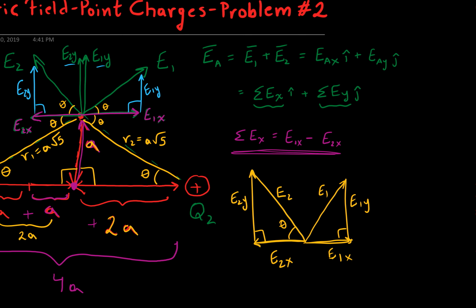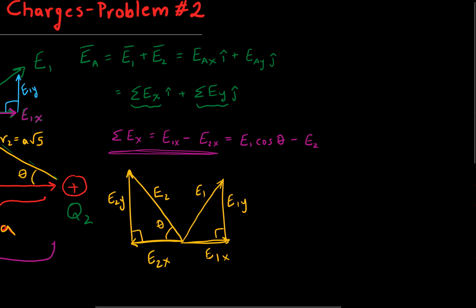Now, let's look at just those x components. As we said, they're in opposite directions, and there must be subtraction. And if we look at the triangles carefully, that is adjacent to the x component. So using our trigonometry, we see E1 times cosine of theta minus E2 times cosine of theta will equal the sum of our electric fields in the x direction.